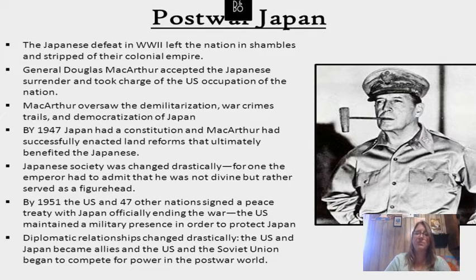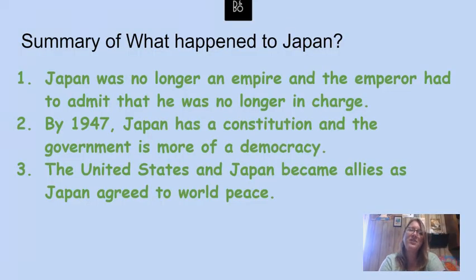So here is an academic image, a good quick summary of these items. What are the big ideas that you need to know? Japan is no longer an empire. The emperor has to admit that he's no longer in charge. Number two, with not being an empire, now Japan has a constitution by 1947, and the government is more of a democracy. Also a huge change, a political change.